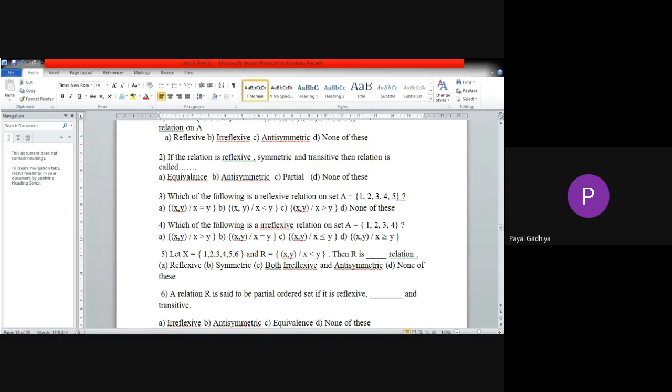Okay. So what is the answer of this MCQ? Sixth question. B, ma'am. Why? A relation R is said to be a partial order if the relation is reflexive, blank, and transitive. Then what will be in this blank? Antisymmetric. Fine. Yes, it will be antisymmetric.